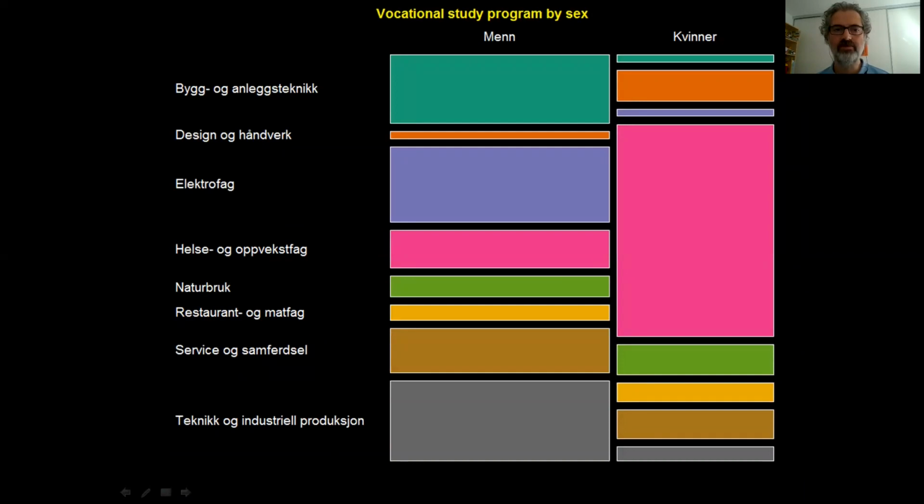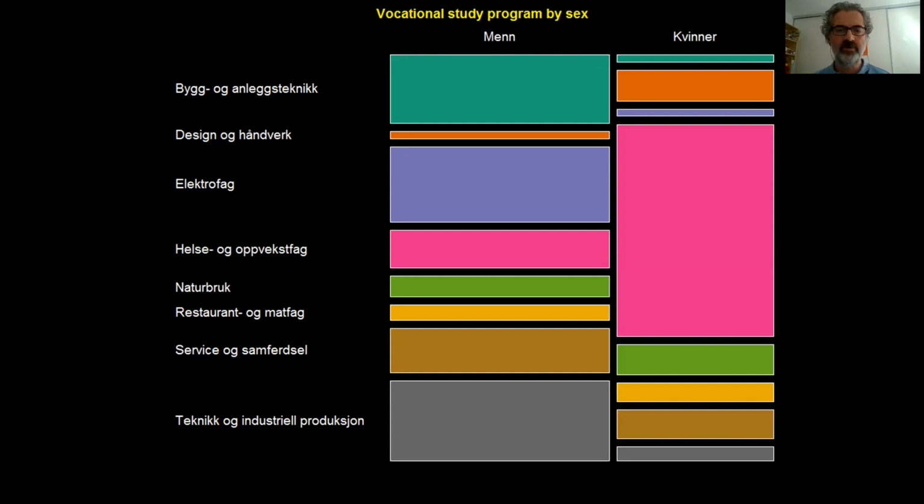So this is a mosaic plot that plots sex against specialization. And so this column here indicates the men, and this column here indicates the women. And you can see that the column for men is wider because there are more men in the vocational programs than there are women. Okay.